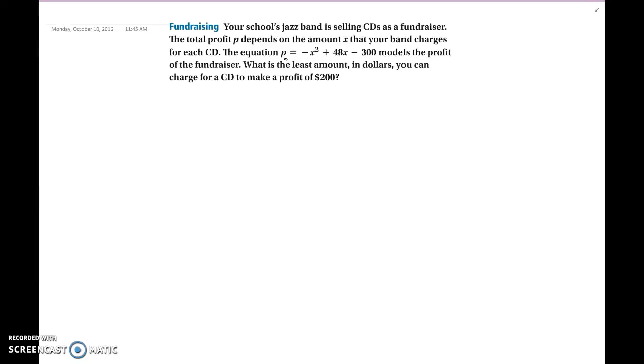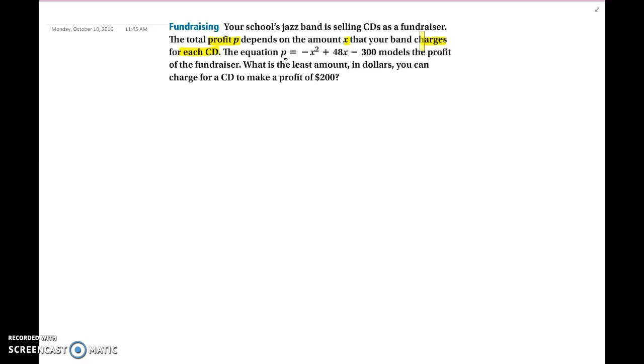All right, so the last thing that we're going to do is just an example of a real world scenario of using the quadratic formula. So this one is: your school's jazz band is selling CDs as a fundraiser. The total profit, so that's the total amount of money that you make, depends on the amount that your band charges for each CD. So X is going to represent how much you're charging for each CD. So if you charge $5, $6, $7, that will change the amount of money you make because you're charging more or less.